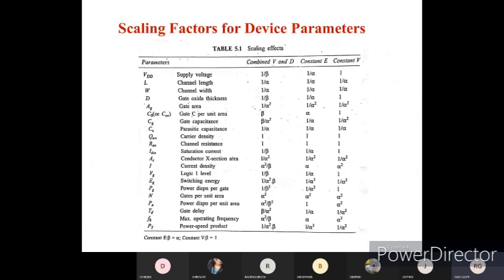In summarization, we can write the scaling factors for the device parameters. You can see for all the parameters, the combination of VDD and D and the constant E and the constant V, which has been highlighted in this table.